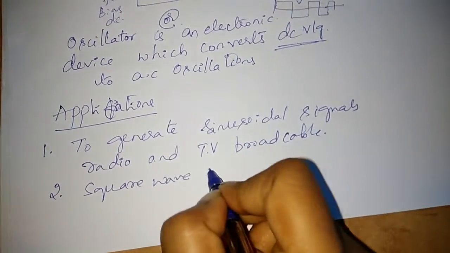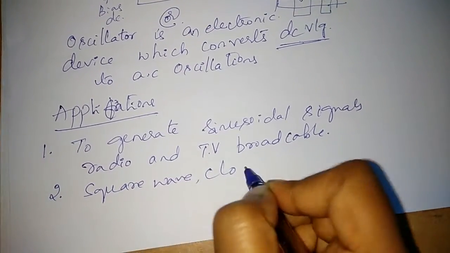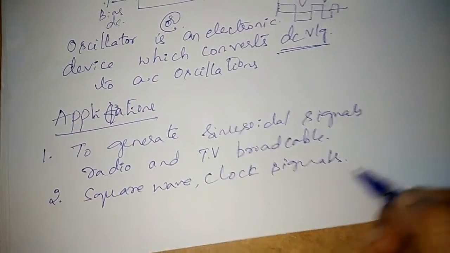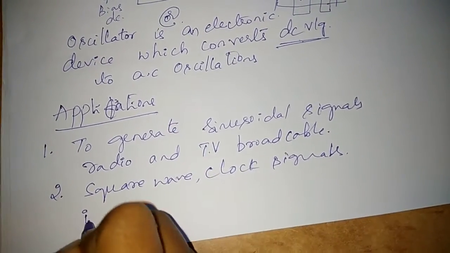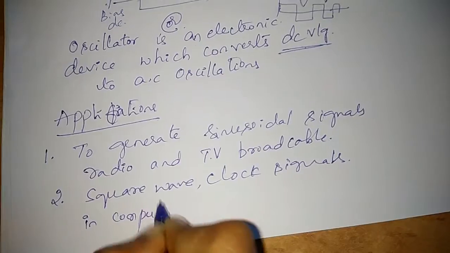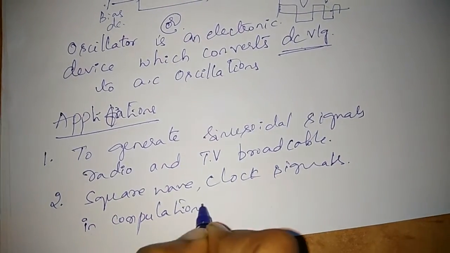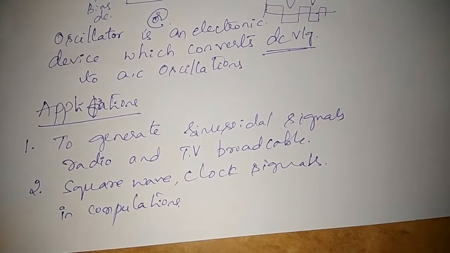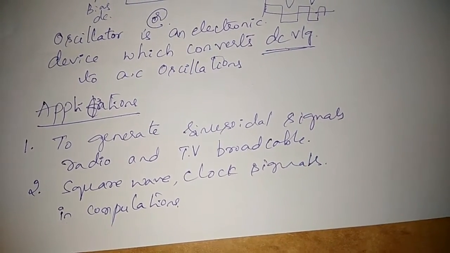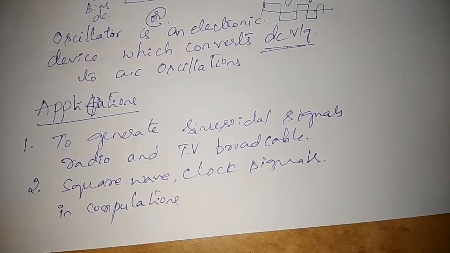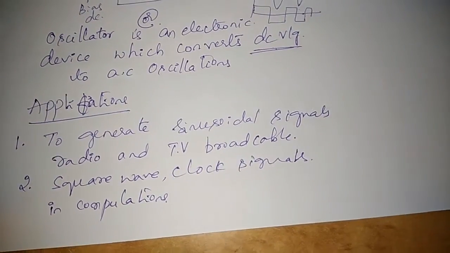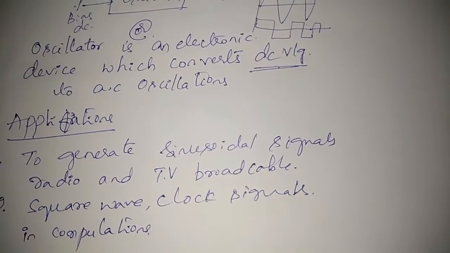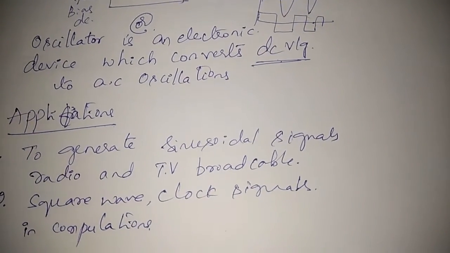The second one is to generate square waves, which are used as clock signals in computations. You need to give a time. In the previous section we had seen the switch where I connected the LED, to switch on the LED and switch off the LED only for some particular period of time. There we were giving a square wave.